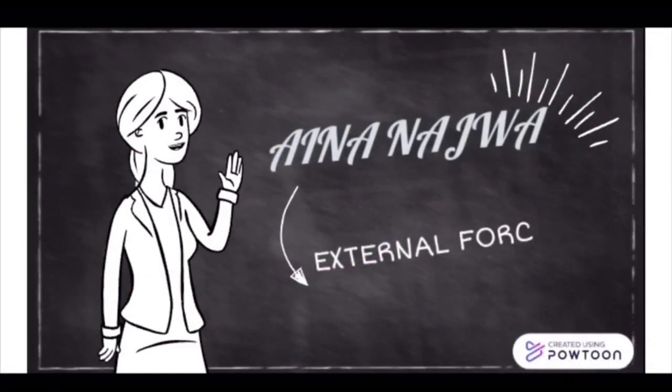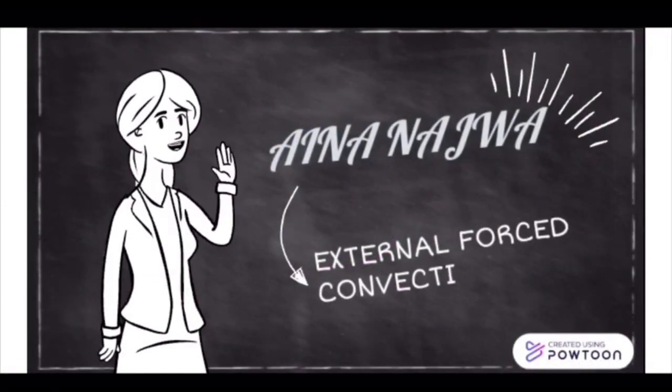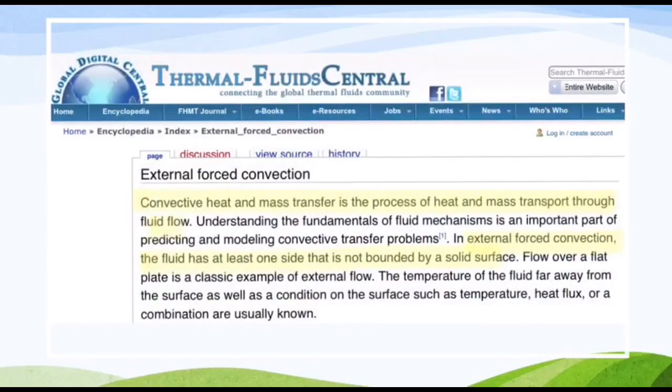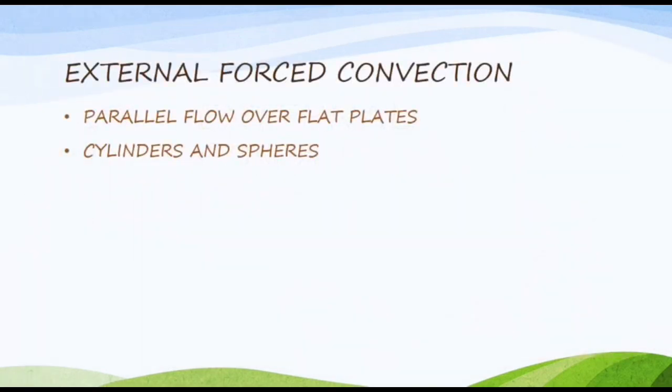I'm Aina, and I will be explaining generally on the external force convection. As we know, convective heat and mass transfer is the process of heat and mass transport through fluid flow. In external force convection, the fluid has at least one side that is not bounded by a solid surface. Flow over a flat plate is one of the examples of external flow. However, I will be explaining generally just on parallel flow over flat plates as well as cylinders and spheres.